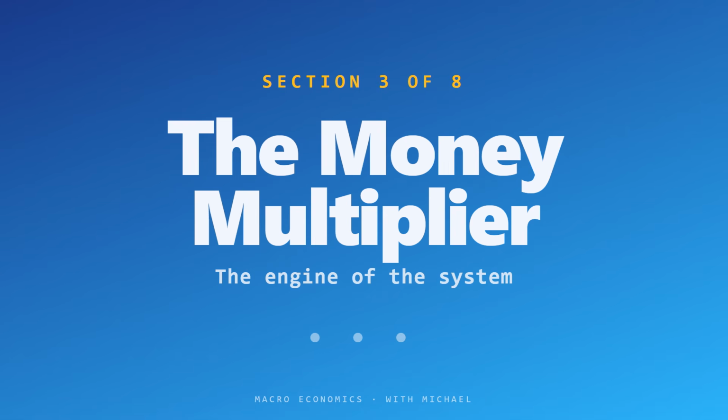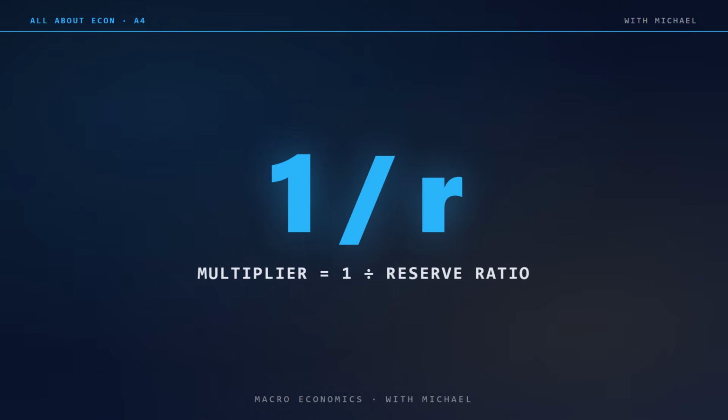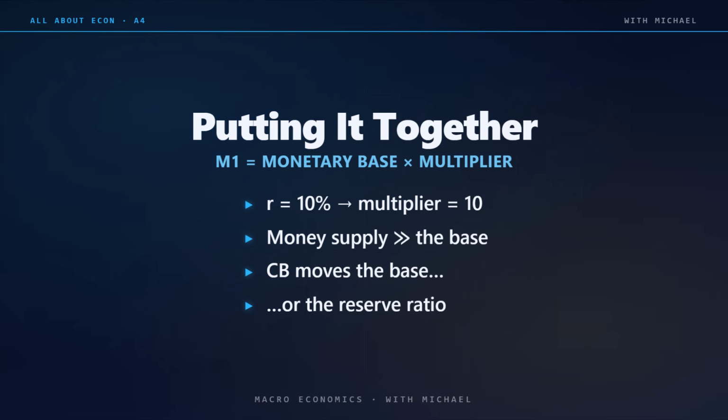It tells us two things at once. First, the money the public actually uses is far larger than the base the central bank issues. Second, the central bank can influence the money supply either by changing the base or by changing the reserve ratio that sets the multiplier. Control the seed and the multiplier, and you steer the entire money supply.